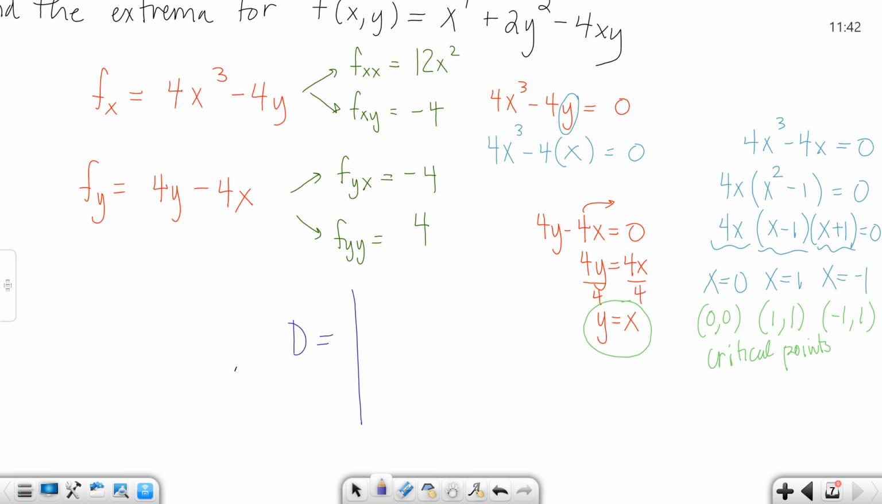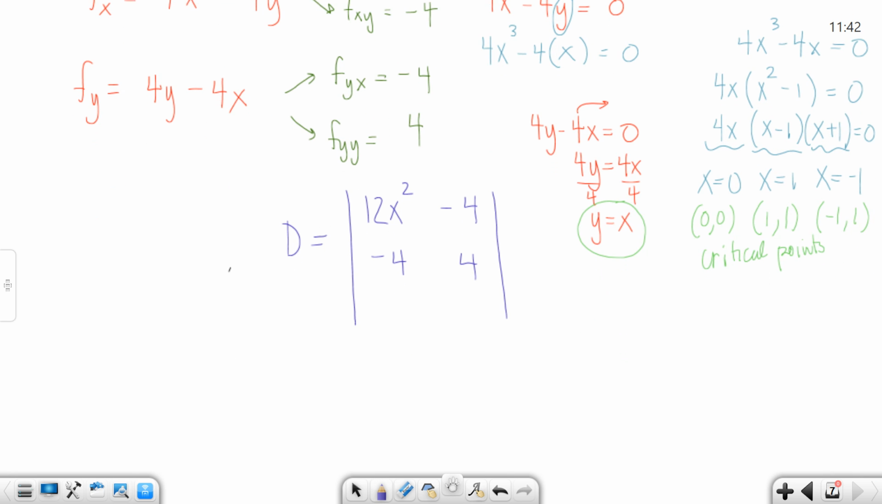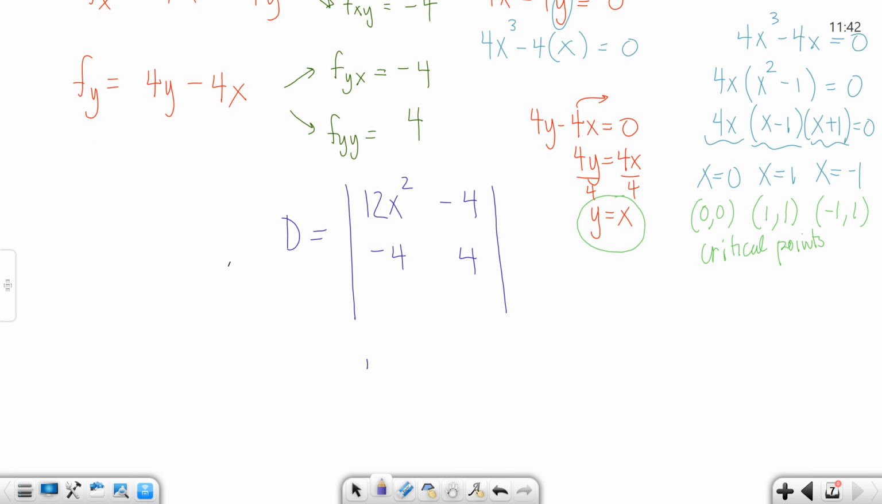So D, your determinant, would equal 12x squared, negative 4, negative 4, 4. So that would be 48x squared minus 16 equals 0. So just double checking your signs. Your main diagonal here would be 48x squared minus your second diagonal here is a positive 16. So minus a positive 16, that's how it would look.